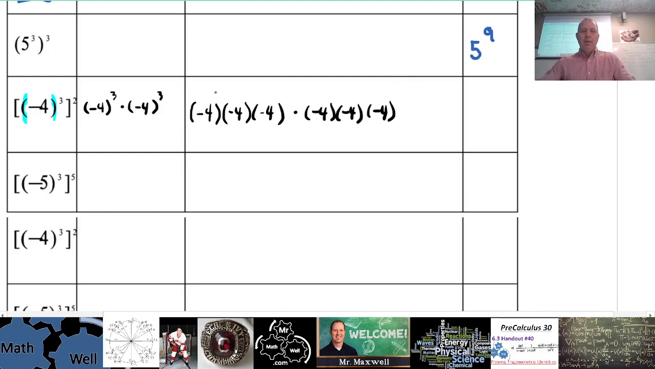So how many do we have here? 1, 2, 3, 4, 5, 6. So this is -4, keep the brackets, to the power of 6. All right.